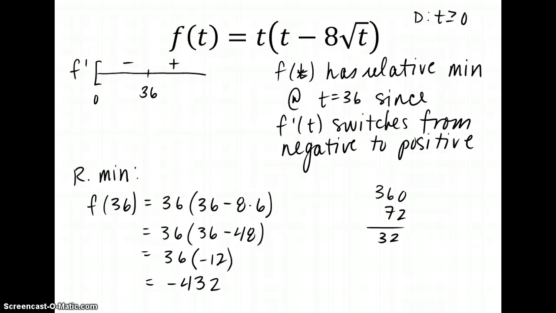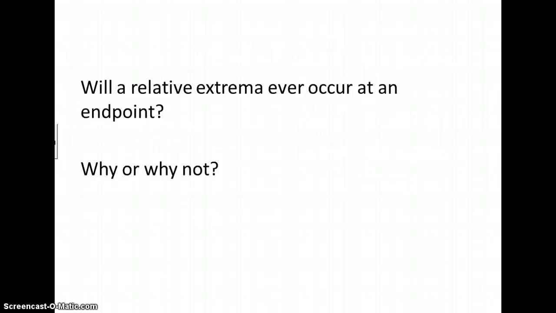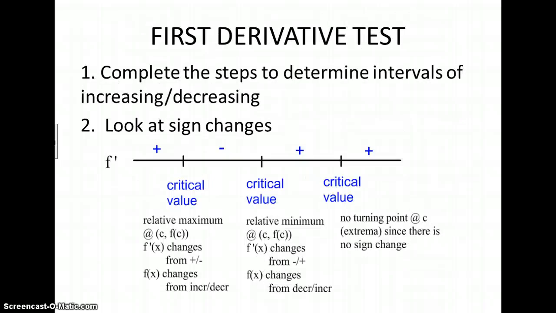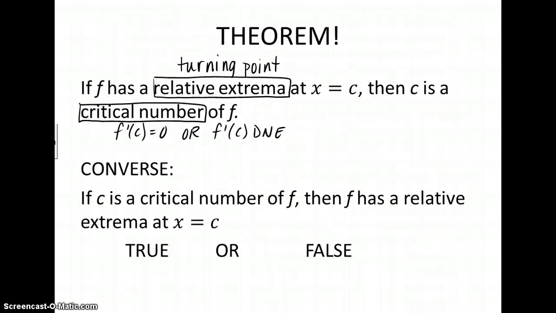Okay, so for class tomorrow, answer the question: will a relative extrema ever occur at an endpoint? And go back through the examples and tell me, is the converse of this very important theorem true or false? If a critical number of a function exists, then the function has to have a relative extrema at that point.